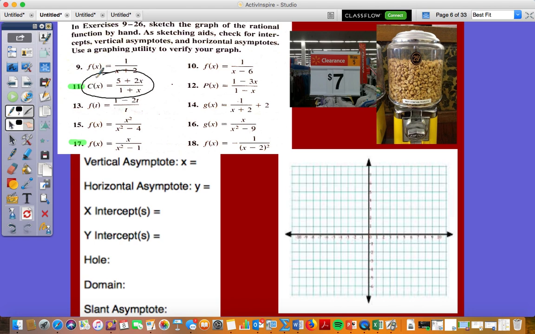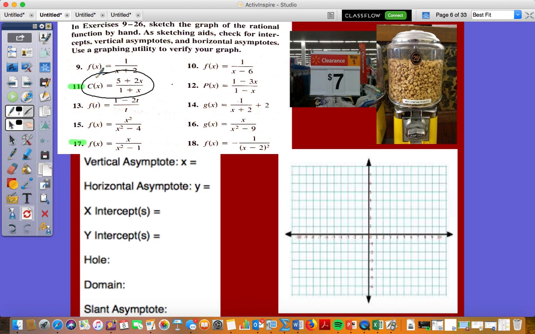Okay? Can y'all see that? 5 plus 2x over 1 plus x. Here's what I want you to find. This is the easier one, I think. Is that simplified? Is that factored? Yes. So you don't have to worry about that. Is there going to be a hole? No. Why no? There's nothing I could cancel, right? So therefore there will be no hole there, okay?